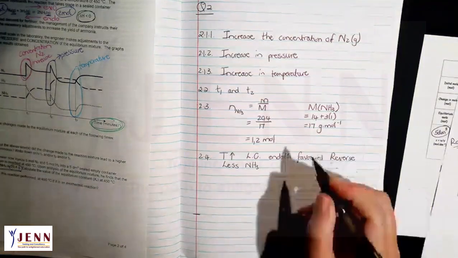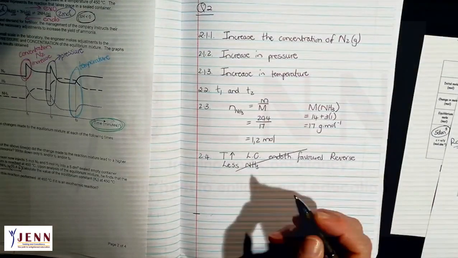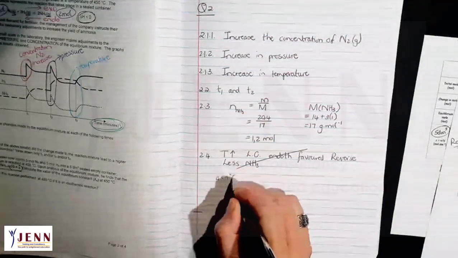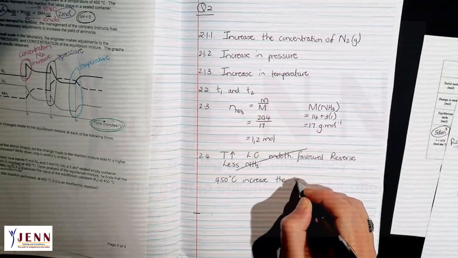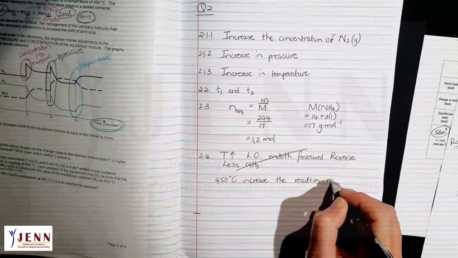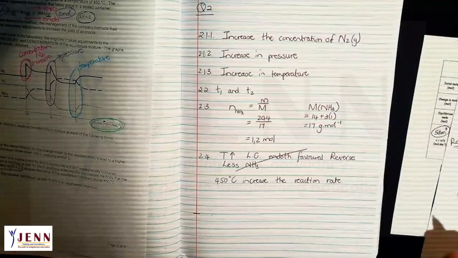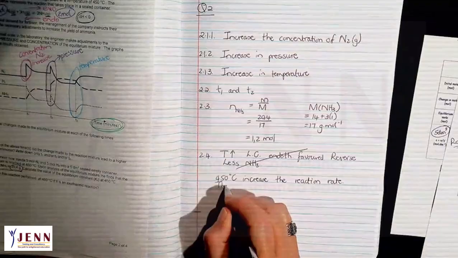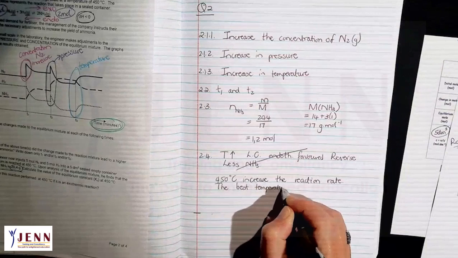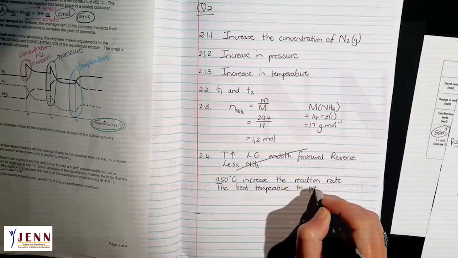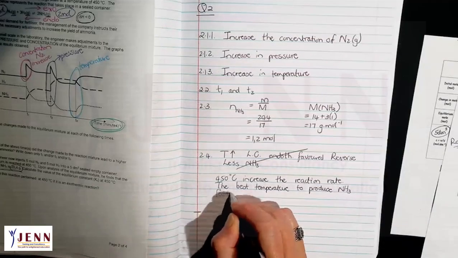So at 2.4, this one won't work. So the 450 degrees Celsius increases the reaction rate. Okay, so that's important. The 450 increases the reaction rate. So that is the best temperature to produce NH3 fast enough.